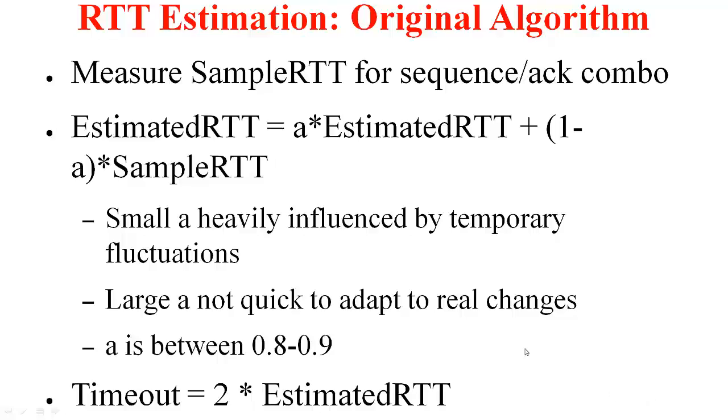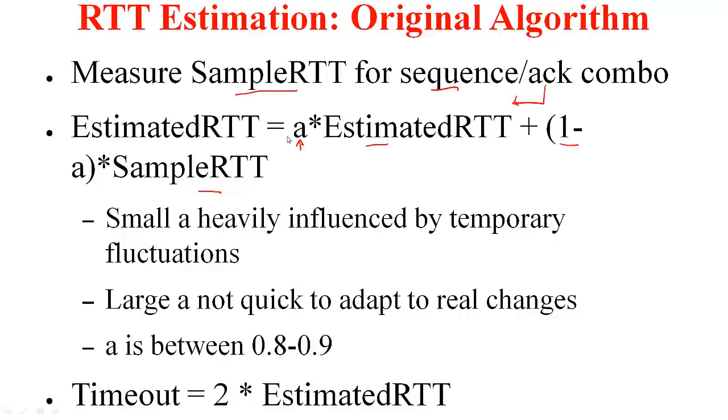This was the algorithm that was used originally in the TCP implementation, but this led to network collapse. Later they revised it, but let's understand this original algorithm first. When you send a segment with a sequence number and you get an ACK acknowledging this particular sequence number, you can calculate the round trip time. This is called the sample round trip time. Then you calculate an estimated round trip time. This is nothing but a weighted average where you give a weight of A to the estimate and a weight of 1 minus A to the current sample.